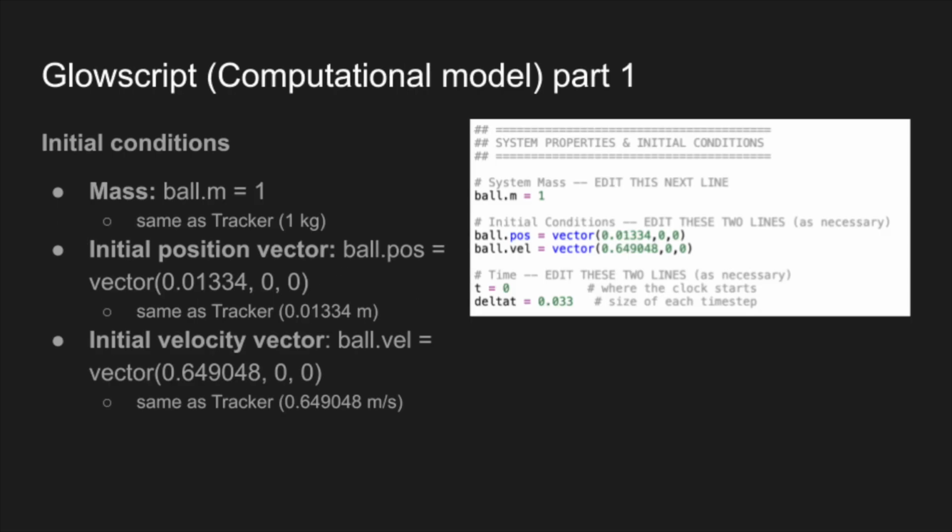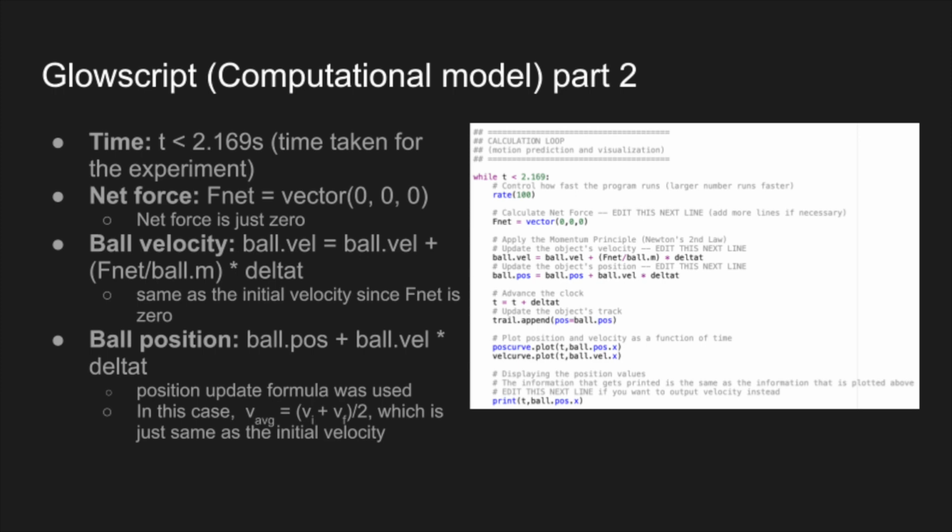I used GlowScript to create a computational model, and for initial conditions, the mass was 1 kilogram, the initial position vector was 0.01334, and the initial velocity vector was 0.649048, which is basically the same as Tracker. For the second part, time was 2.169 seconds. The net force was basically zero.